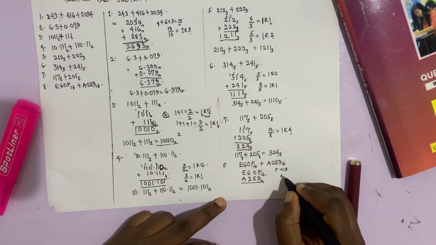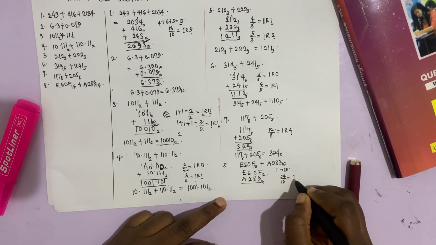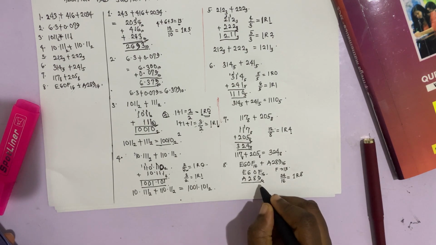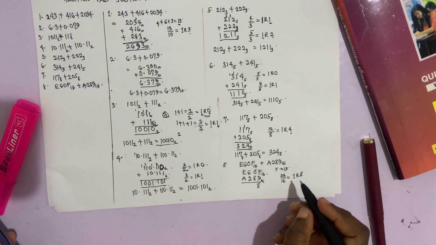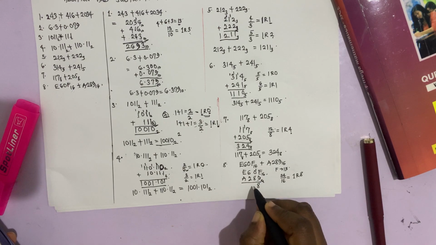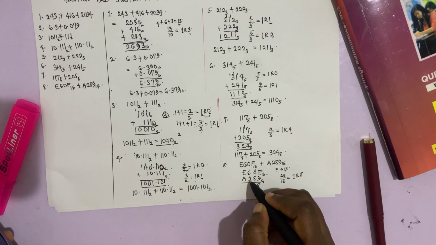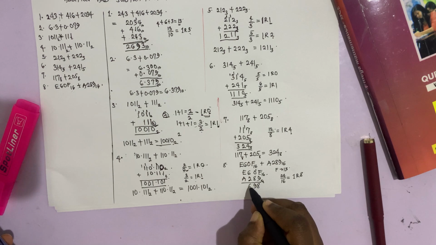So what do we do? We say 24 divided by 16. That will give us 1 remainder 8. Write the remainder 8 and carry the 1 up. So 8 plus 1 is 9. Since 9 is less than 16, we write it as 9. 6 plus 2 is 8. Since 8 is less than 16, we write it as 8.